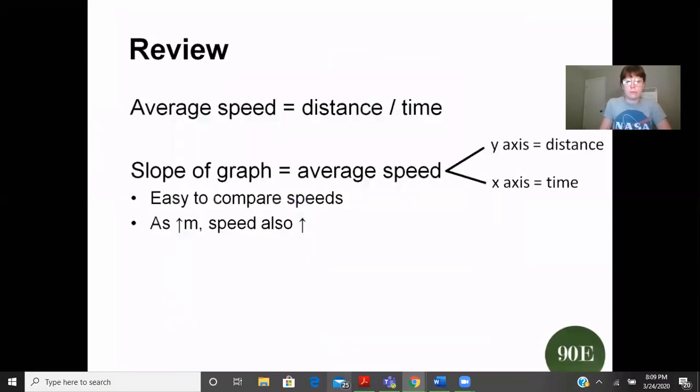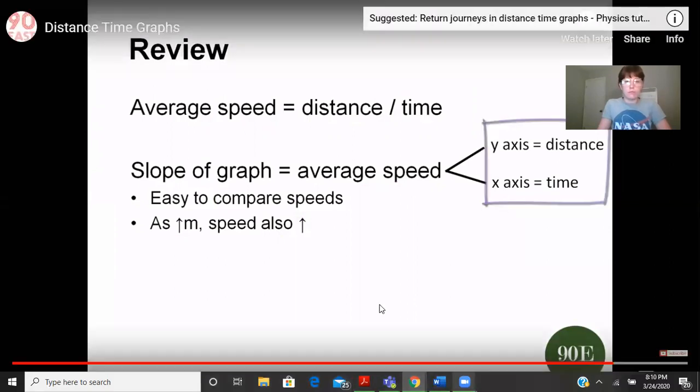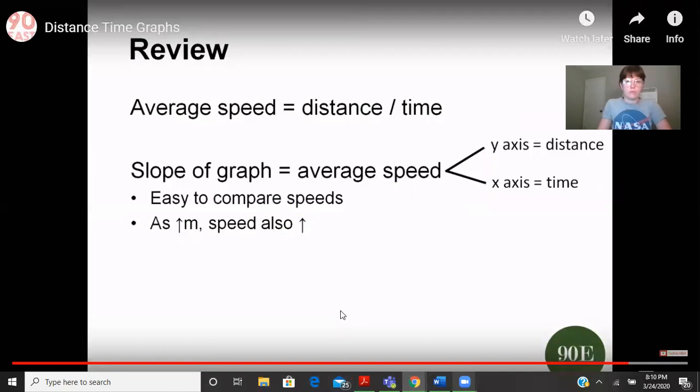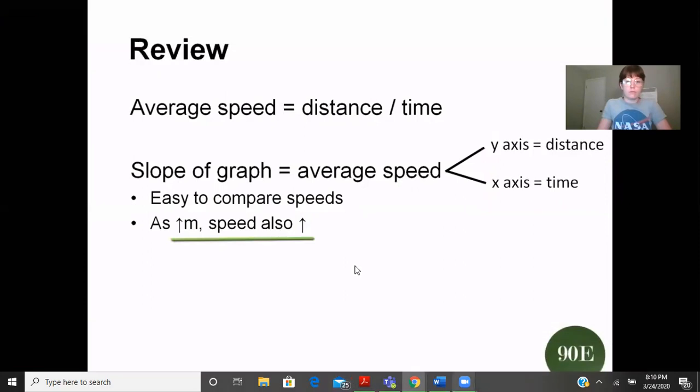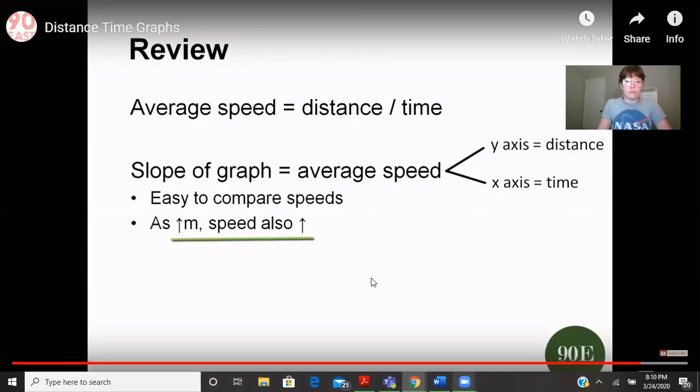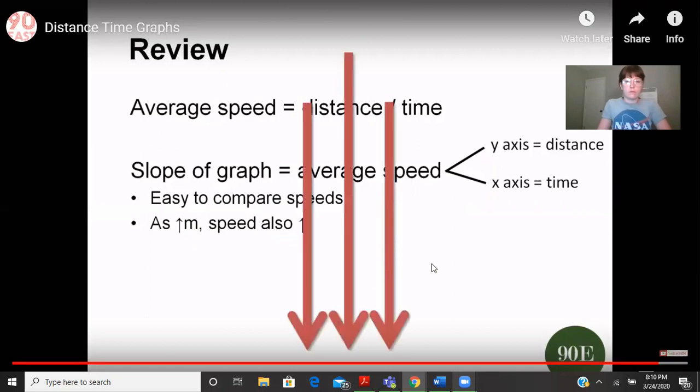So just to review, the average speed of an object is calculated by the distance that it travels divided by the time that it travels. If you put that in a graph, the slope of the graph is equal to the average speed. You have to remember that this is only the case when distance is on the y-axis and time is plotted on the x-axis. Graphs are really great because it's easy to compare these without having lots of calculations. Because intuitively you know that the larger the gradient, the greater the speed. As always, there are a few examples you can do in the link below in the description section.